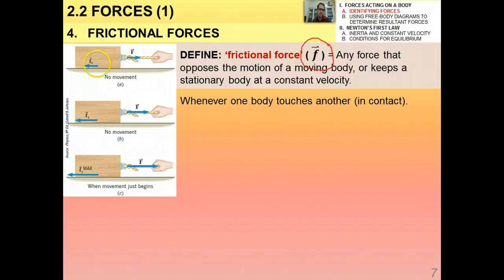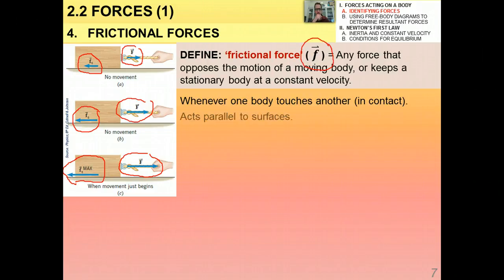So for example, in case A, if you have a box on a table and you're pulling on a rope, if it's not moving, then this frictional force here has to be the same magnitude as the force with which you're pulling. If you increase the force, then you're increasing the frictional force occurring in the opposite direction. If you are pulling with even more force, eventually the box will move, and in that case, it's a different kind of frictional force. There are different kinds of frictional forces depending on whether an object is moving or whether an object is stationary.